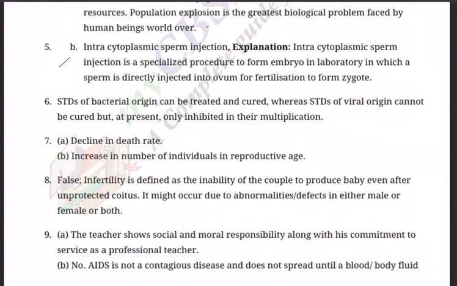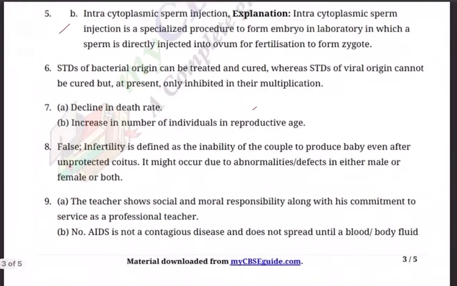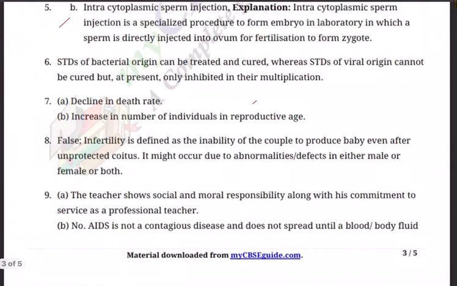Question 7. A. Decline in death rate, and B. Increase in number of individuals in reproductive age. Question number 8. It has to be false. Infertility is defined as the inability of the couple. There in the question they say only female. Here both male and female couple to produce baby even after unprotected coitus. It might occur due to abnormalities, defects in either male or female or both. That's why it is false.